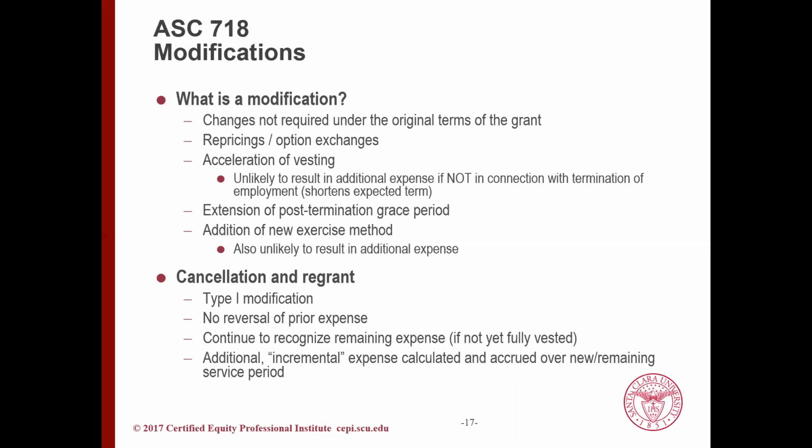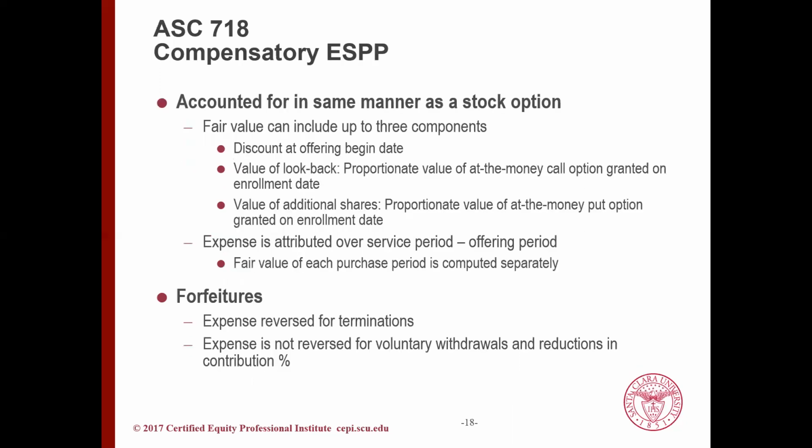Okay, now let's talk about some accounting issues related specifically to ESPPs on the next slide. So under ASC 718, a company must calculate and recognize compensation expense for its ESPP over each purchase period, unless the plan qualifies for a limited exception for what are called non-compensatory plans. To be considered non-compensatory, an ESPP must meet all of the following three requirements.